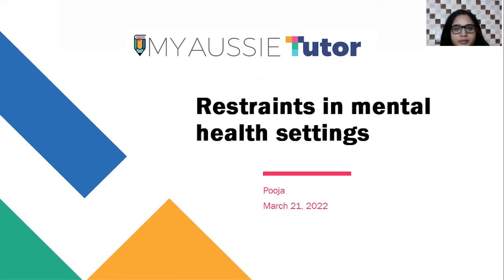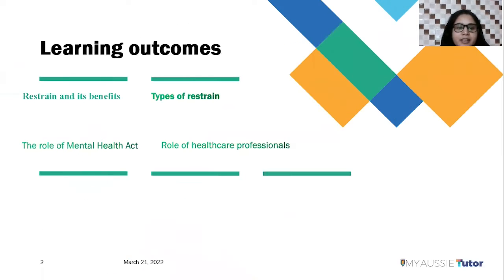Today, we'll be discussing restraints in mental health settings. In this slide, we'll try to understand the learning outcomes, wherein we will first understand restraint and its benefits, what are the different types of restraints, and we'll try to discuss every type in detail, followed by the role of the Mental Health Act and the role of healthcare professionals in ensuring a safe restraint process in mental health settings.